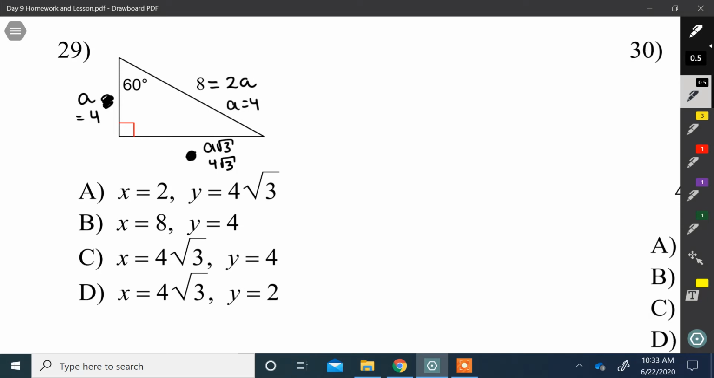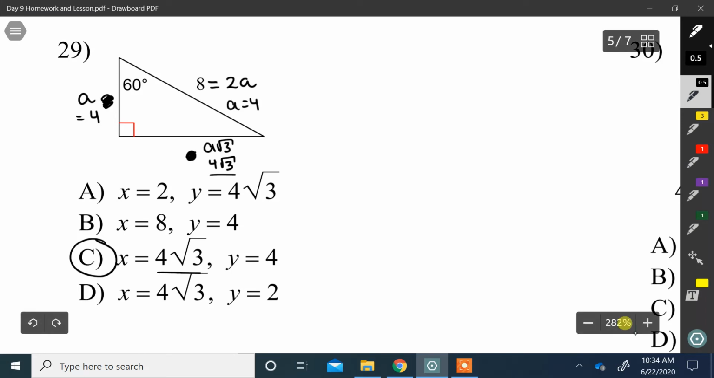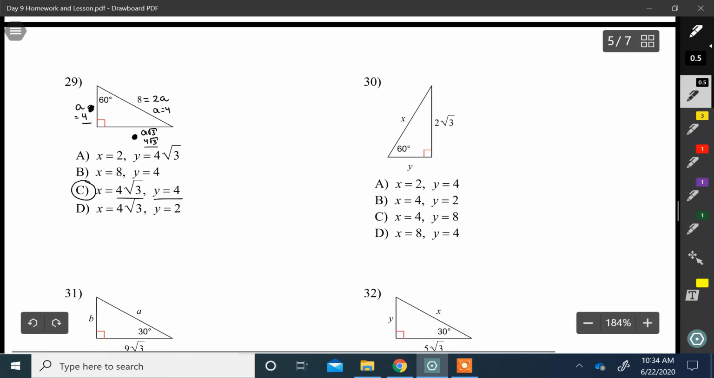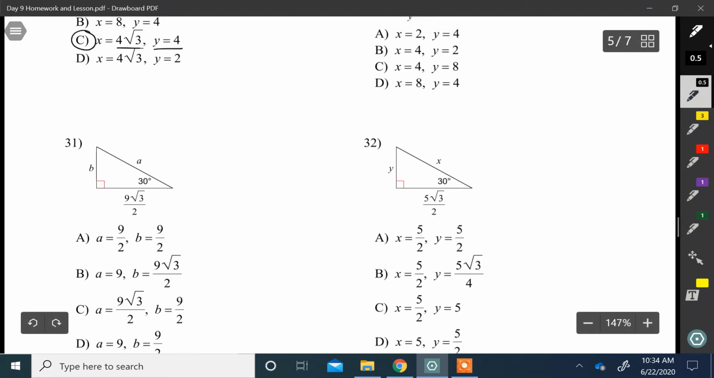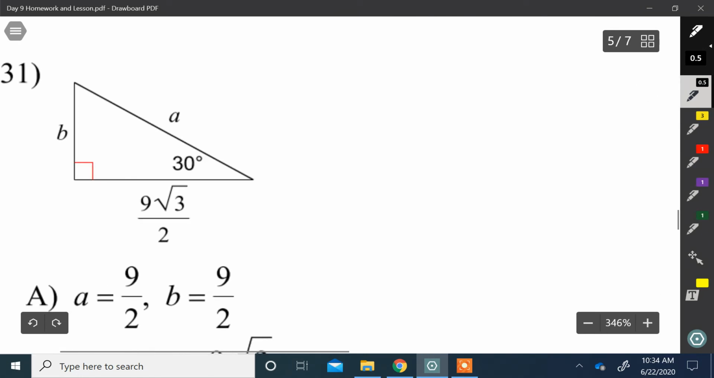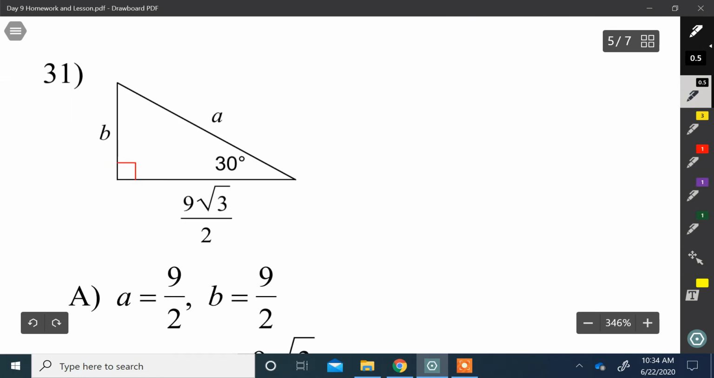See how simple it goes? After you get it, it goes pretty fast. So the answer for number 29 should be C. This is this right here, and this will be this right here. All right, let's do number 31. 31 seems a little bit more challenging. Let's take a look at it.